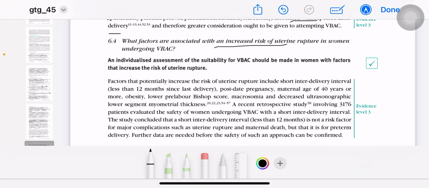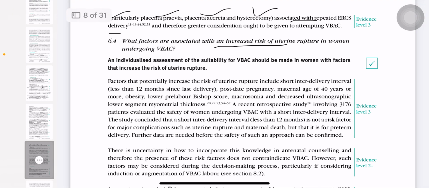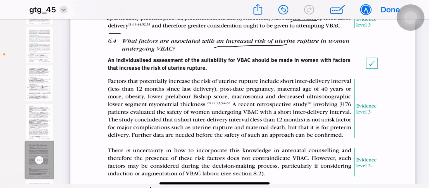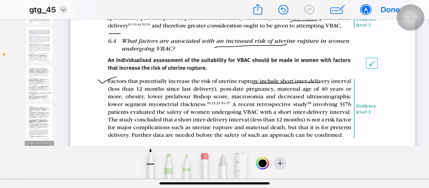What factors are associated with increased risk of uterine rupture in women undergoing VBAC? So what are the factors in VBAC that increase the risk of rupture? Factors that potentially increase the risk of uterine rupture include short interpregnancy interval, less than 12 months since the last delivery, post-date pregnancy, maternal age of 40 years or more, obesity, lower pre-labor Bishop score, macrosomia, and decreased ultrasonographic lower segment myometrial thickness.